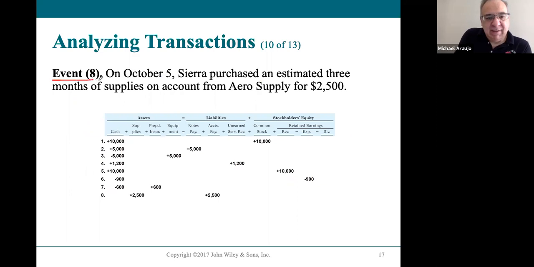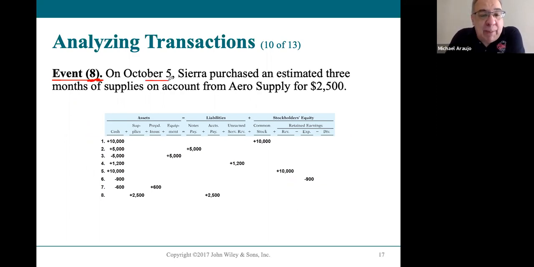Event number 8, Ocho, one of my favorite numbers, Ocho. If I had a puppy, I would name him Ocho. I'd say, come here, Ocho. Okay, that's just me. In my head, I don't have a dog, so it's just a dream.